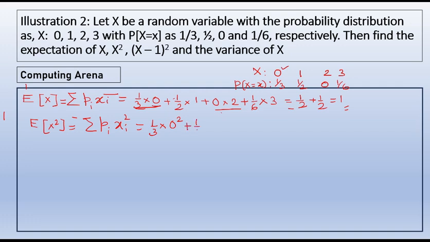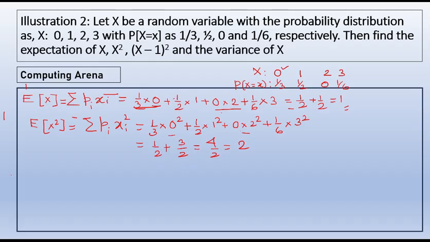So next one, probability is half multiplied by 1 square. Next one, probability is 0 multiplied by 2 square. Next one, probability is 1 by 6 multiplied by 3 square. So 3 square is equal to 9. So this is equal to, the first term does not contribute, and the third term also does not contribute. The second term gives you half, and the last term gives you 9 by 6. So 9 by 6 is 3 by 2. So ultimately this gives you 4 by 2, that is equal to 2. So expectation of x square is 2.